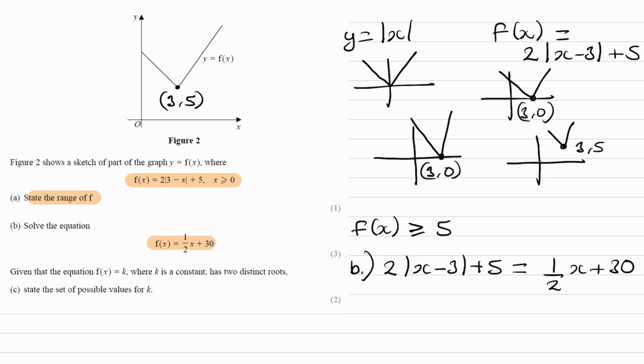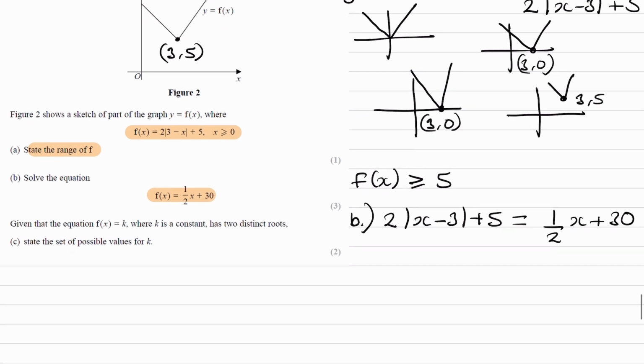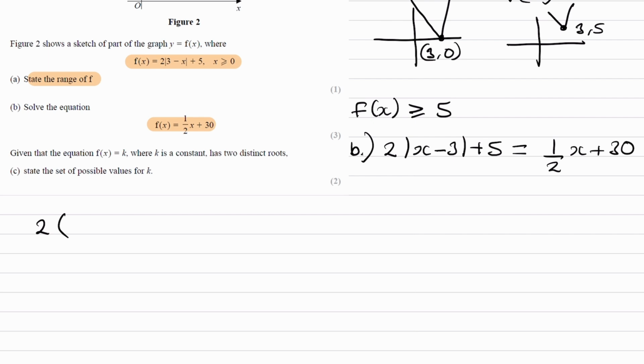Right, so going back to the modulus function, we want to know what the y-intercept is over here. To do that, we have to work out the equation of this line. We can figure that out from this modulus function. So the equations of these two lines here and here will be 2 lots of positive x minus 3 plus 5, that will be one of them. And the other one would be 2 lots of negative x minus 3.